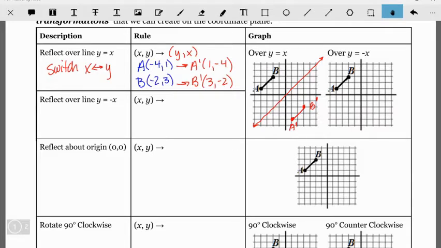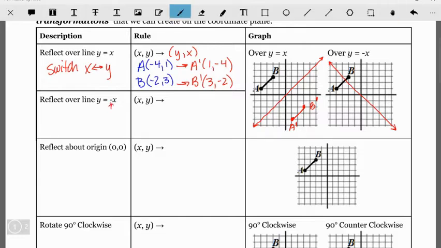So for this, our line y equals -x is actually going to go in the other direction, because if you think back to Algebra 1, when you have that negative in front of the x in your line equation, that means you have a negative slope. So instead of going up to the right, we're going up to the left as we draw that line of reflection. And so this is going to be very similar, except for that negative that we have.